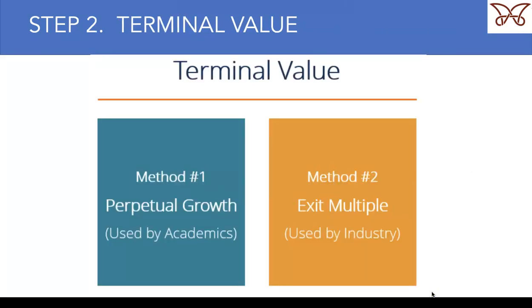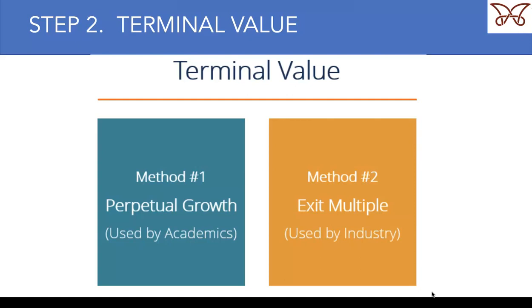Since the company will not just stop operating after year 5, we have to account for all the cash flows from year 6 onwards. That value is called the terminal value. As in, what would be the value of the company if it were to be sold in year 6? There are 2 ways to approach the terminal value calculation.